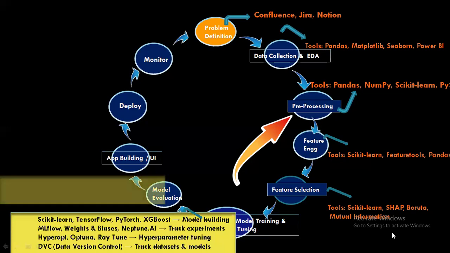Next one is model selection. You can do it using scikit-learn, TensorFlow, PyTorch. This is for model building and model selection. Also, you can use it. And then next one is track experiments. What do you mean by tracking experiments?